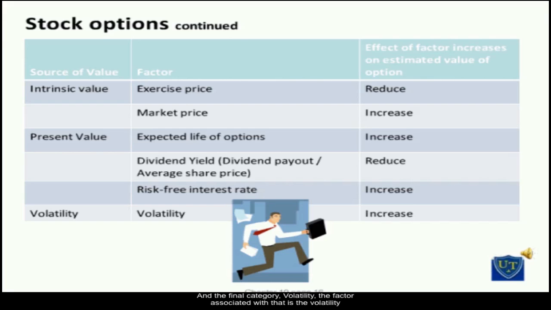And the final category, volatility, the factor associated with that is the volatility of the stock. Notice that the volatility increases the estimated value of the option, and the reason for that relationship is more volatility makes it more likely that at some point over the life of the option, the market price will exceed the exercise price, meaning that the option would have value. The holder could exercise it, turn around, sell the stock, and make money.